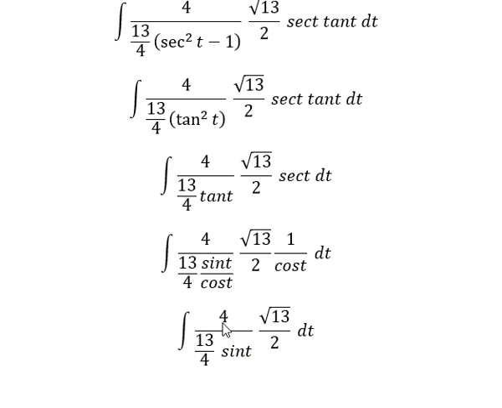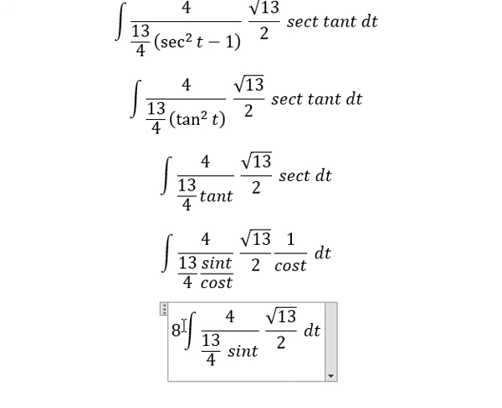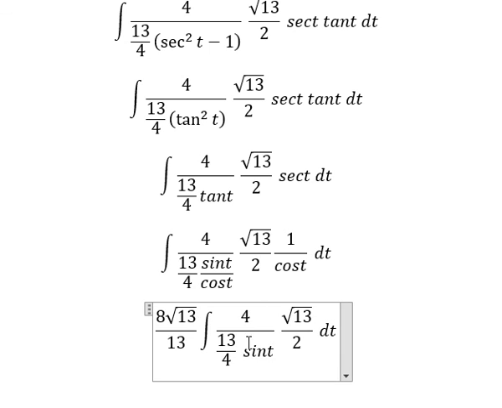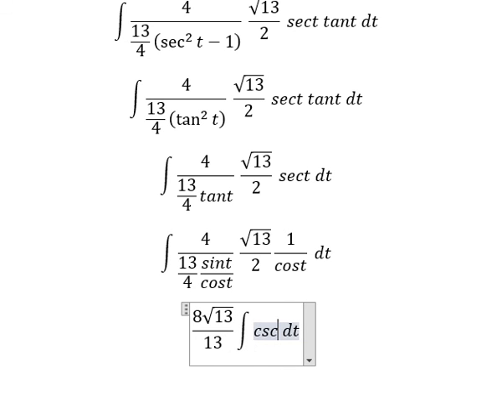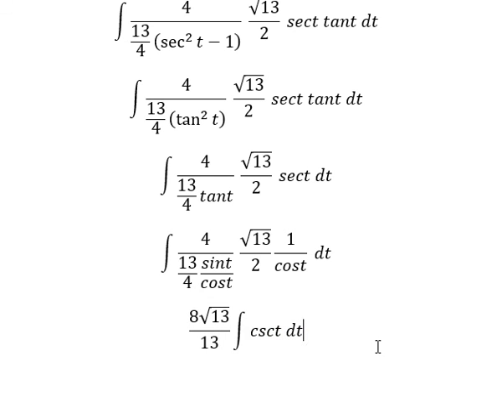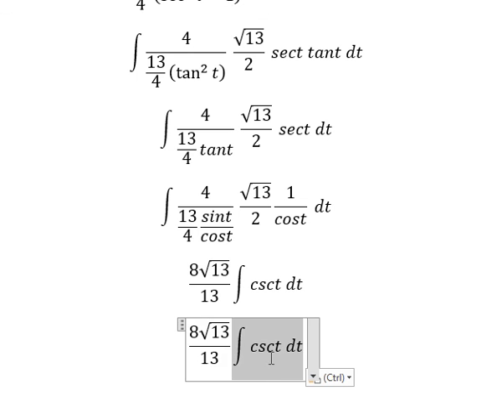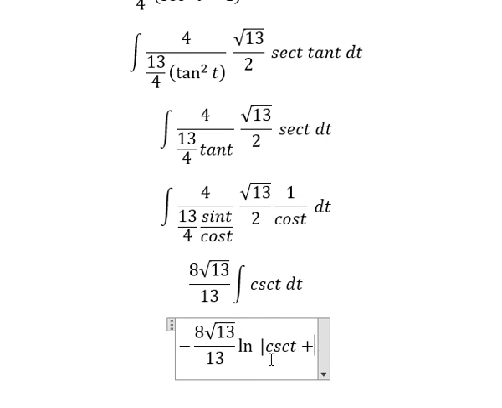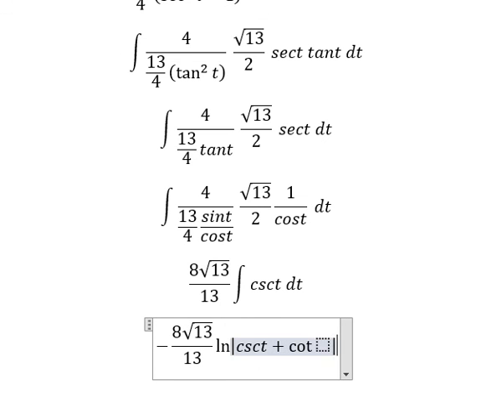So we simplify the numbers in here, and that is about number 8 with the square root of number 13 over 13. This one, that is about cosecant of t. The integration of this one, that is about negative ln of the absolute value of cosecant of t plus cotan t. And I will put c.